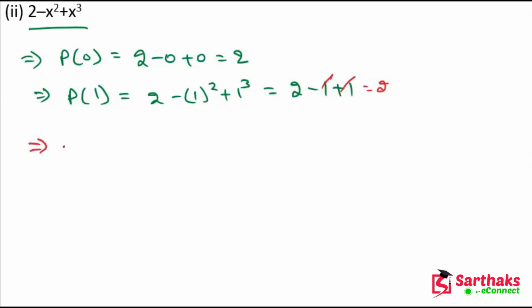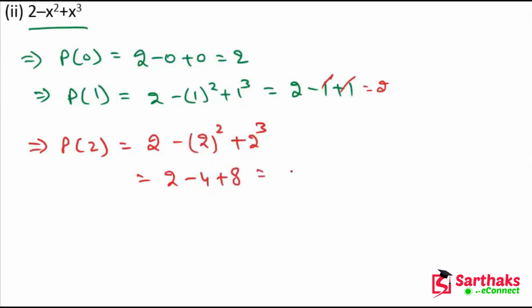And here we have to find p of 2. So we get 2 minus 2 square plus 2 cube. So 2 minus 2 square means 4, plus 2 cube means 8. So 2 plus 8 is 10, and this is minus 4, so this will give 6. I hope my dear friends understand these things.